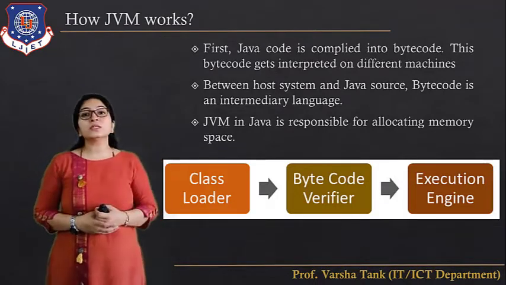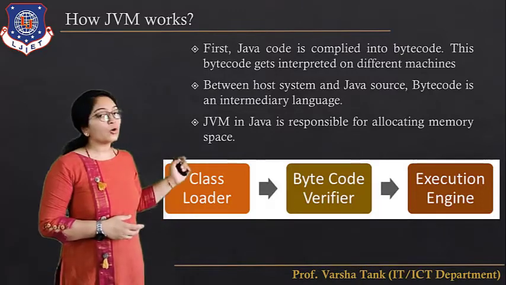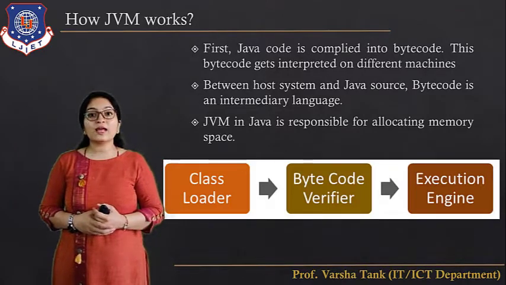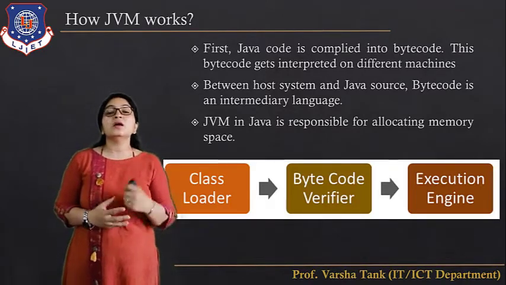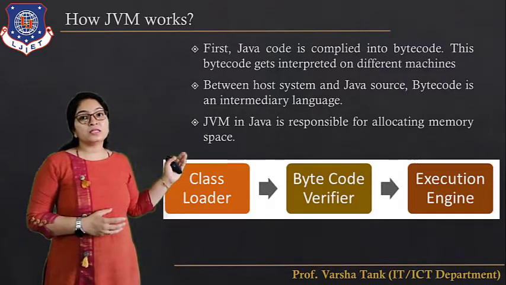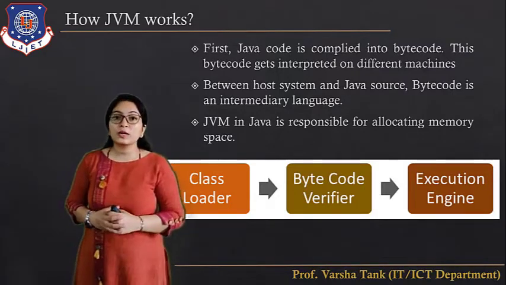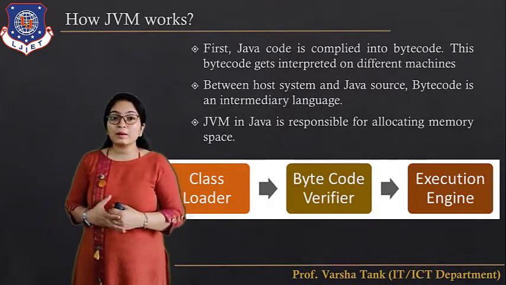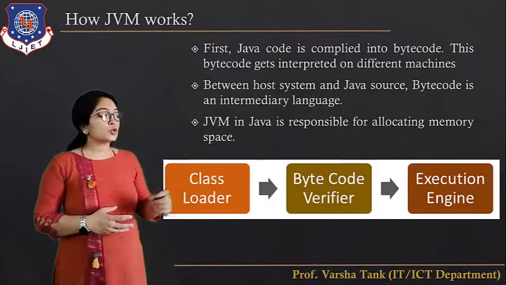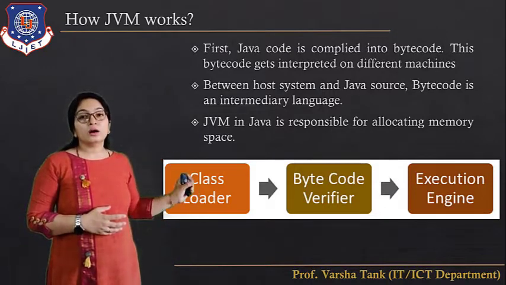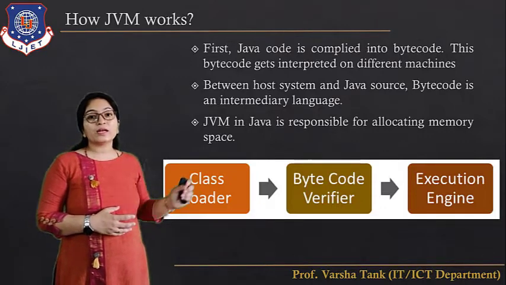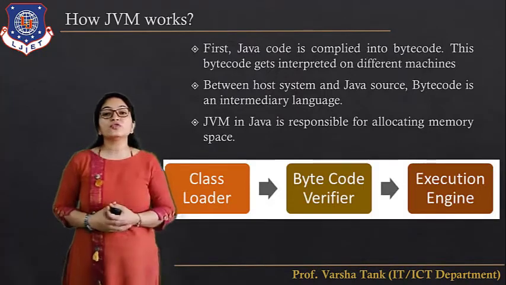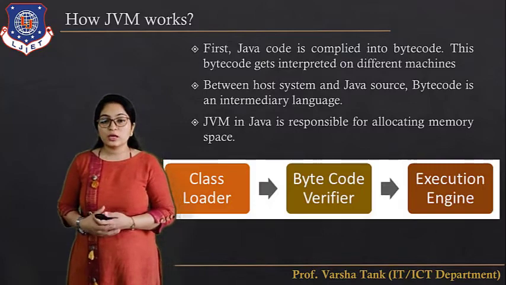Between the host system and the Java source, bytecode is an intermediary language. The JVM in Java is responsible for allocating the memory space. When the program is compiled, the memory space will be allocated by the JVM. So here, after the ClassLoader, the program will be converted into bytecode. Then the bytecode verifier, and after that it gives it to the execution engine for program execution.